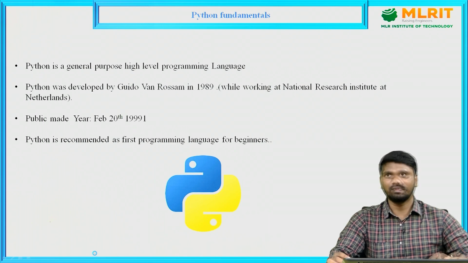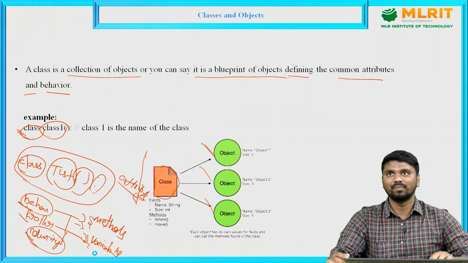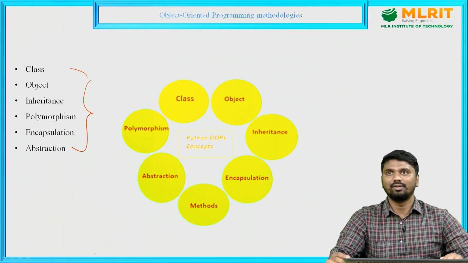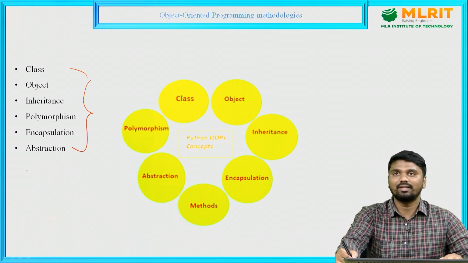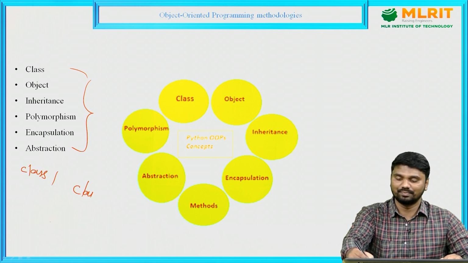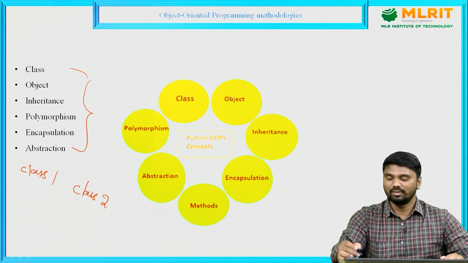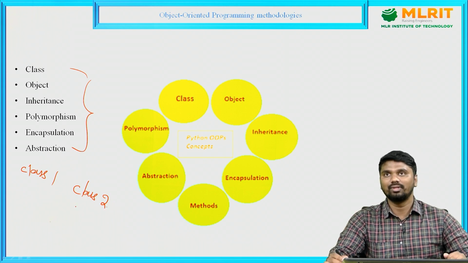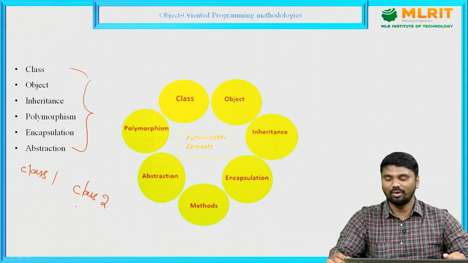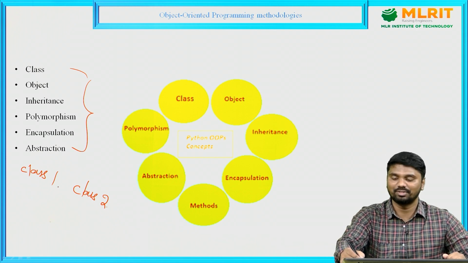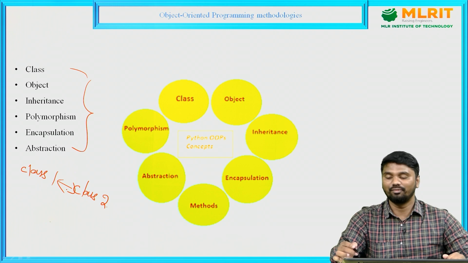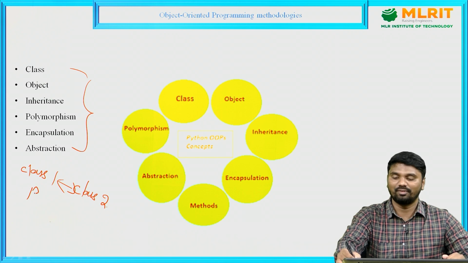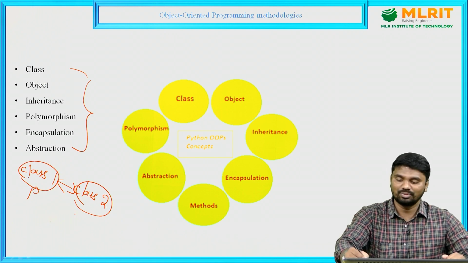Next, we have the inheritance concept. What is inheritance? There are two classes, for example class 1 and class 2. These two classes are going to access the data of each other. How is it possible? Whenever we make a relationship between the two classes, it is a parent and child relationship. For example, class 1 is the parent class and class 2 is the child class.